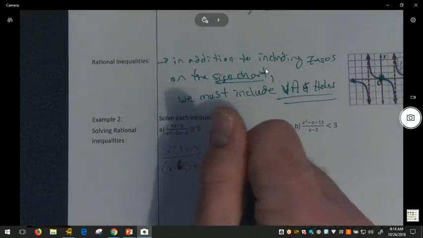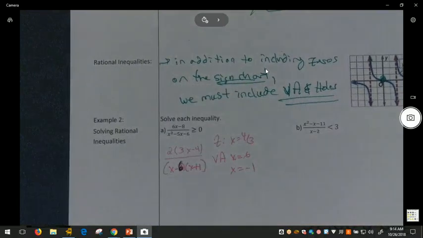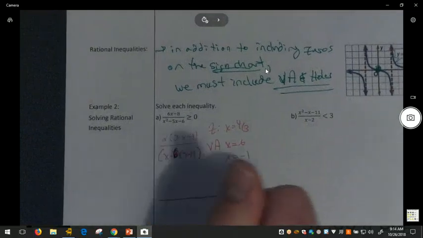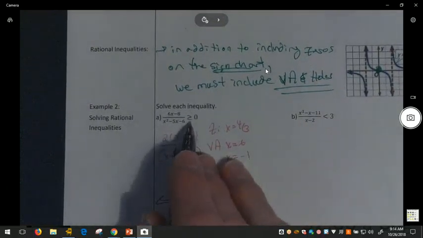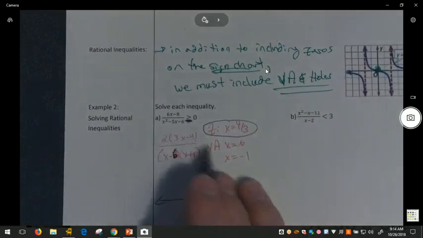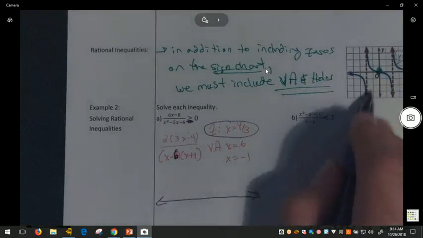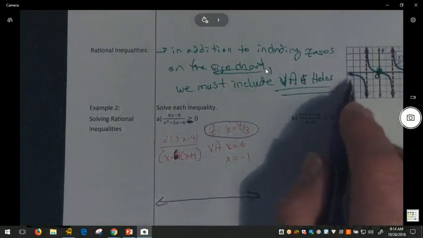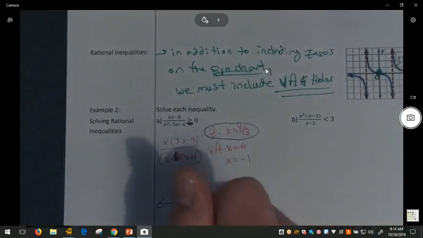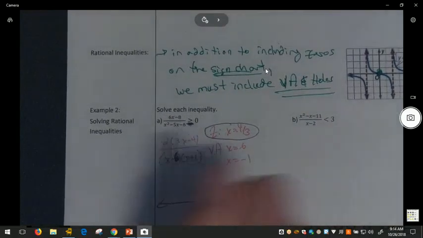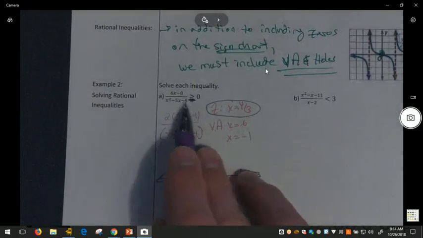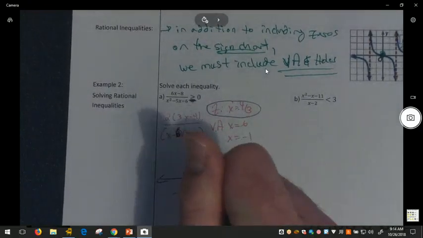We will have two vertical asymptotes, one at x equals 6 and one at x equals -1, knowing this from lesson 2.5. So on my sign chart, this does have equality, but only with the zeros. It does not have equality with the vertical asymptotes because they're excluded from the domain of the function. So I need to plot 4/3, which is 1 1/3, and 6 and -1 on my sign chart. The only one that can be included because it has equality is the 4/3.